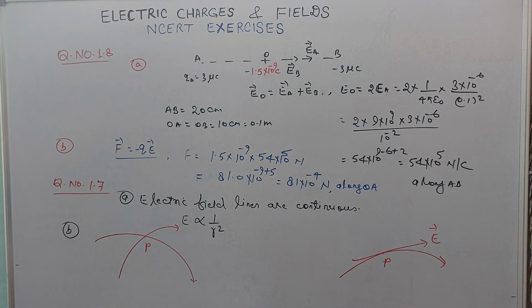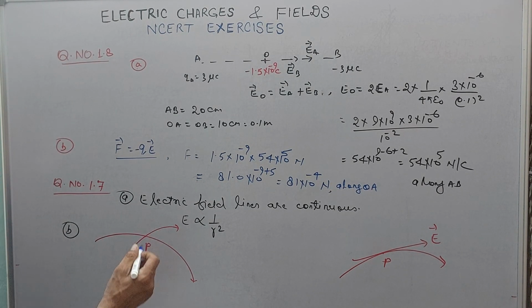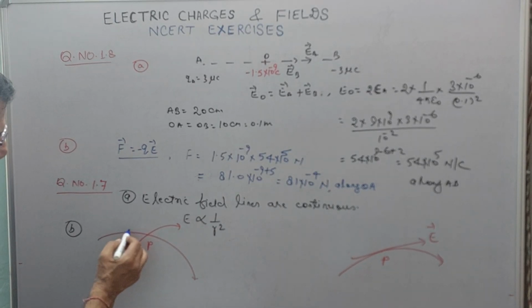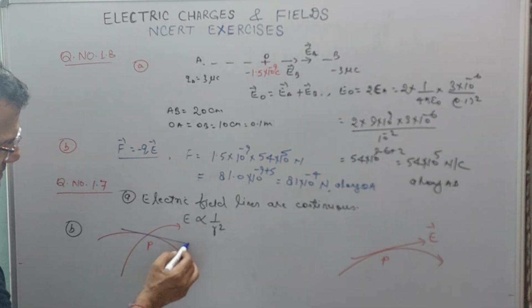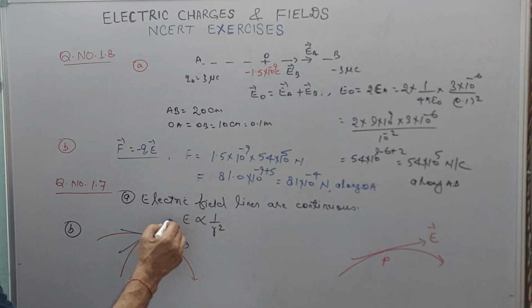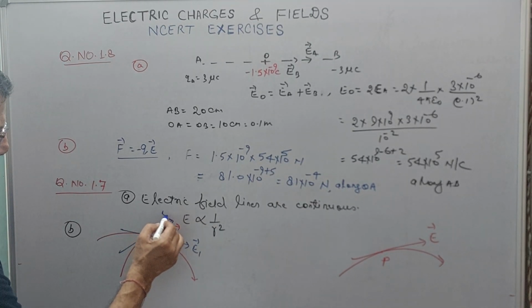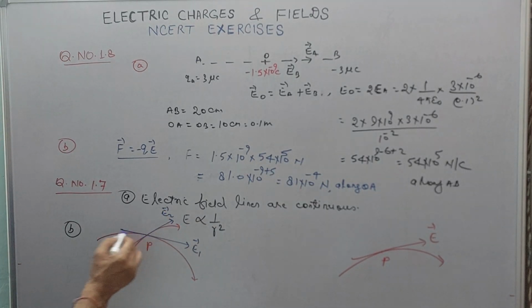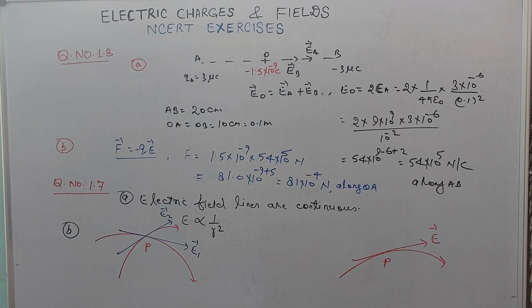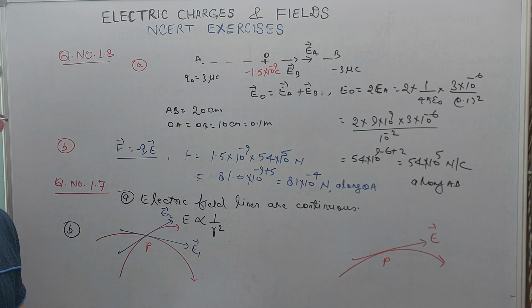So if I draw the field lines at this point, there will be two tangent lines. Two tangent lines go from point P. This is one tangent line and this is another tangent line. These are the two tangent lines. Therefore there will be two electric field directions, two electric field lines at this point P. So it is not possible to have more than one electric field at any point.